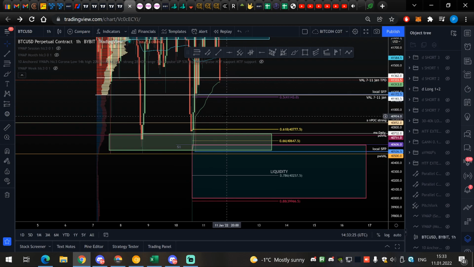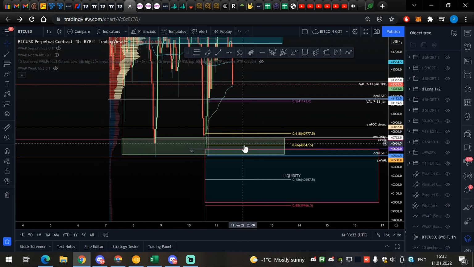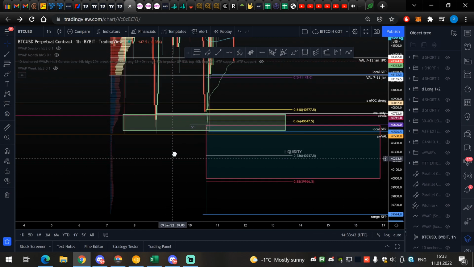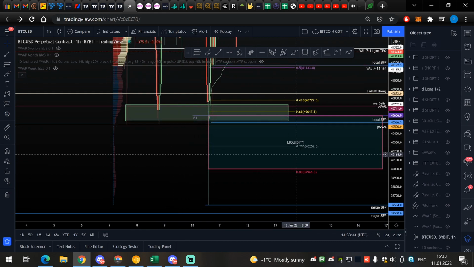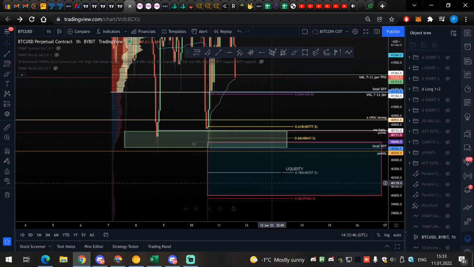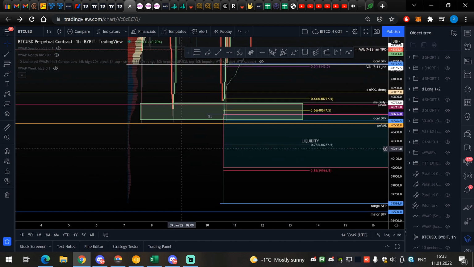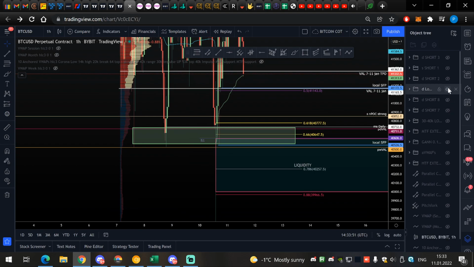Ideal scenario would be a really big push, making a very long wick, and then bounce up. That would be the perfect scenario to even take the local swing failure pattern. The only risk in this trade is if you start losing previous wick VAL, you see here, then you can expect to fill this liquidity because we have massive liquidity over here. So that's the long one.